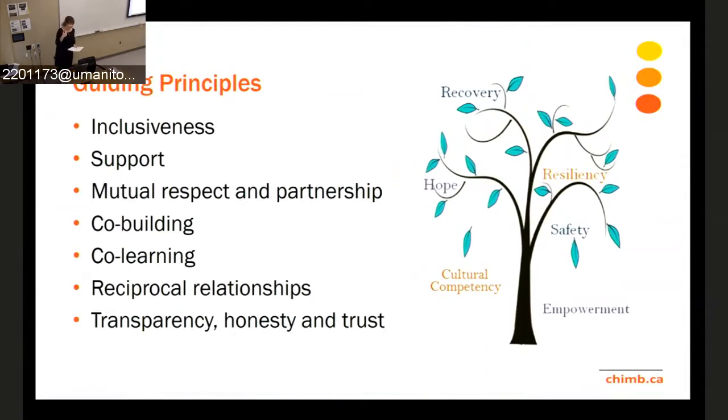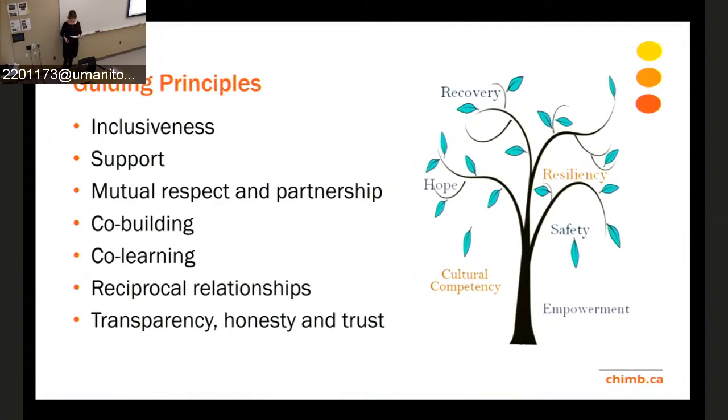So integrating diverse patient and public perspectives and research that reflects those diverse contributions. Support for patients and public partners so that they can be able to fully contribute. And so that means creating safe environments, anti-oppressive and trauma-informed practice, making sure that there's training, education, and also compensation for people's time.